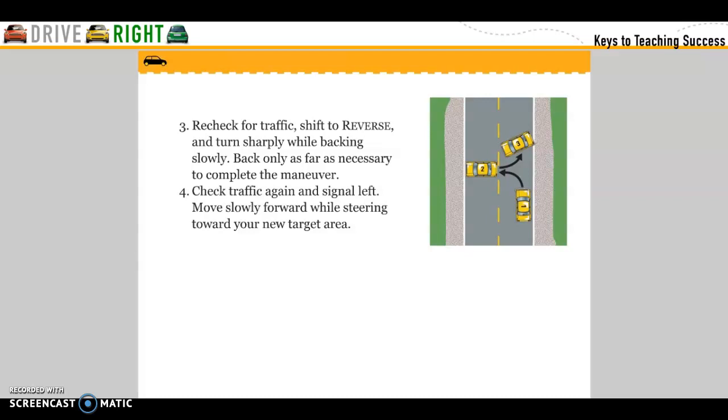Number 3, recheck the traffic, shift to reverse, turn sharply while backing slowly, back only as far as necessary to complete the maneuver. 4, check traffic again and signal left. Move slowly forward while steering towards your new target.